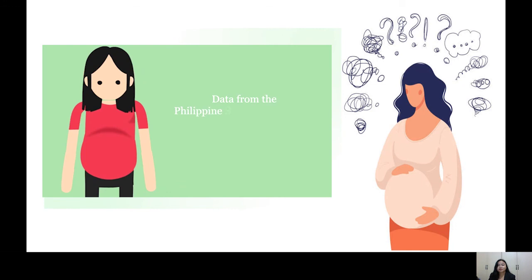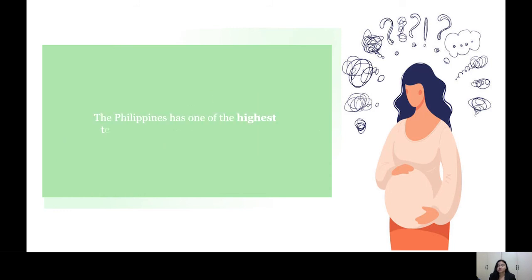Data from the Philippine Statistics Authority has found more than 18,000 girls between the ages of 15 and 19 have had a second child. The Philippines has one of the highest teen pregnancy rates in the world. Every hour, 24 babies are born to teenage mothers. That's 500 every day. But how does this affect the country?